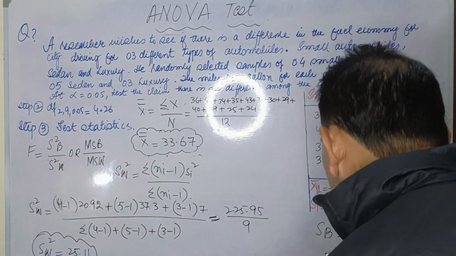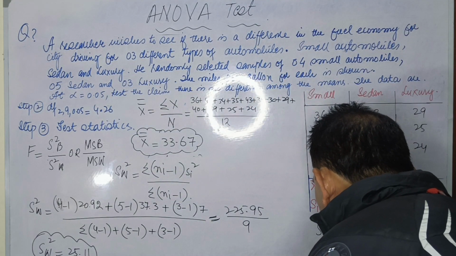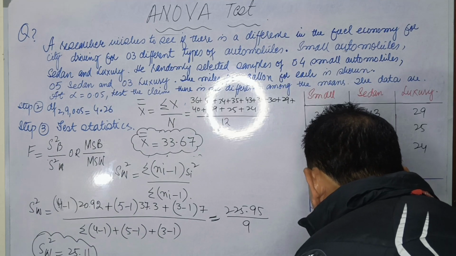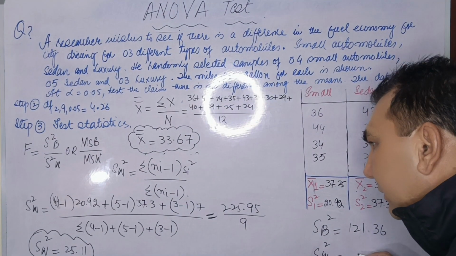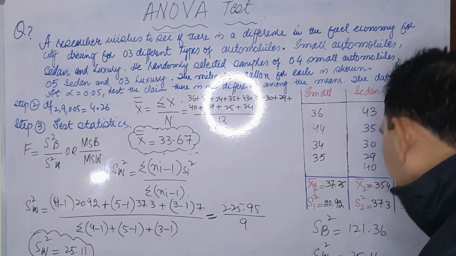So the variance within the group comes up with the value of 25.11.